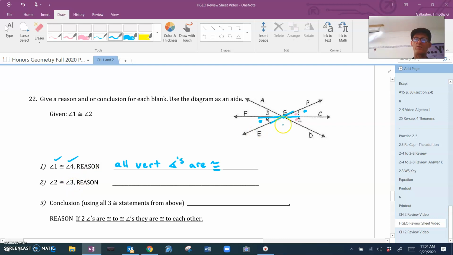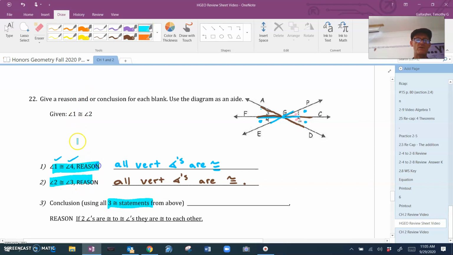So, why is angle 2 congruent to angle 3 then? Same thing. So let's get you to see that. This angle, angle 3, is congruent to this angle, angle 2. Those are also vertical angles. All vertical angles are congruent. Now, 3 says conclusion, using all 3 statements from above. That means this one, and this one. And the reason is that if 2 angles are congruent to congruent angles, then they are congruent to each other.